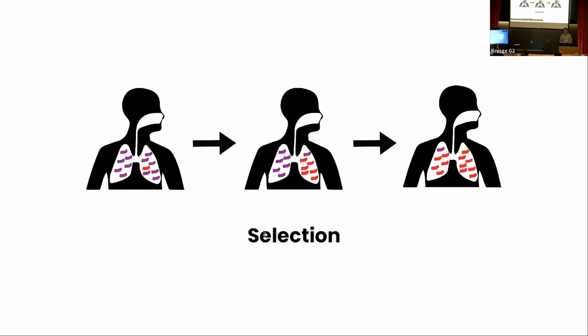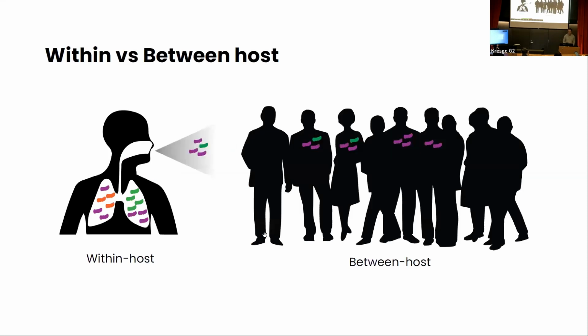The second thing we can look at, other than just looking at multiple carriage, by doing within host diversity, is how things evolve within the host. One of the major things we might be interested in is selection. But more importantly, what we were interested in is whether there were different selective forces acting at different time scales. So within the host versus over longer time scales between people.